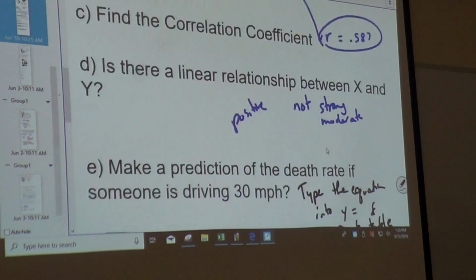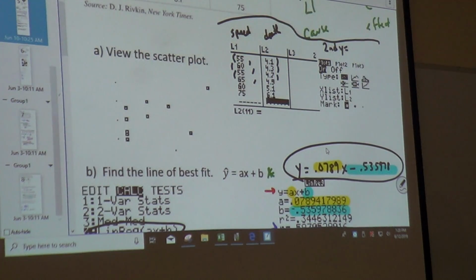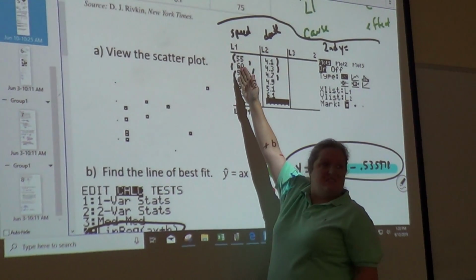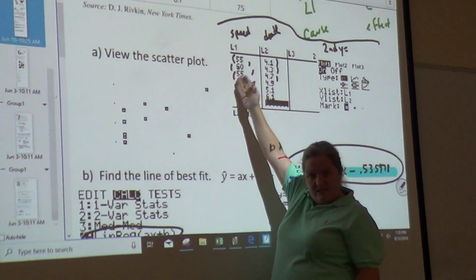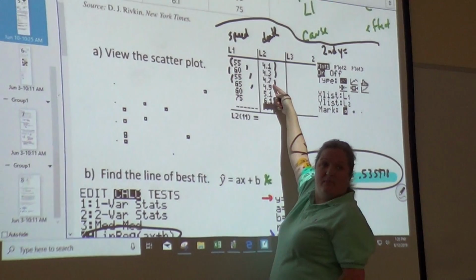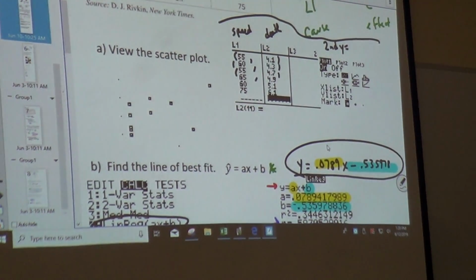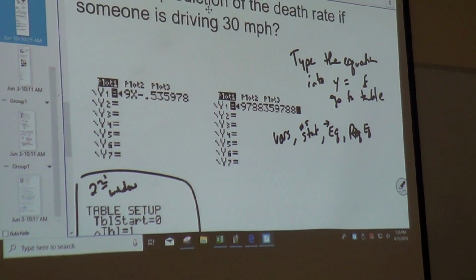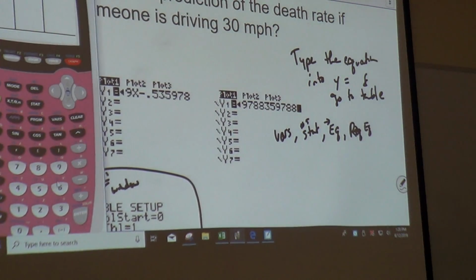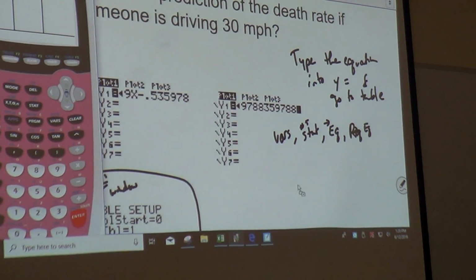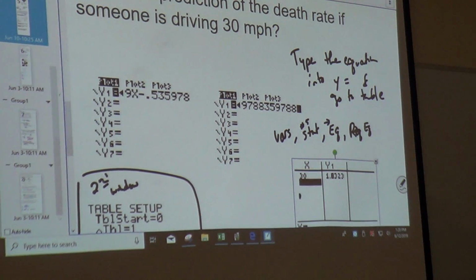Well, if I go back up here for a second, this is a table. That first column was speed. So 100 miles an hour is going to go in that first column. So when I type 100 miles an hour here, it's going to end up giving me the death rate. So for this next question, this one was a 30 mile an hour. So let's do the 30 mile an hour. If I type in 30, there's the death rate. So if somebody is going 30 miles an hour, this should be their death rate.